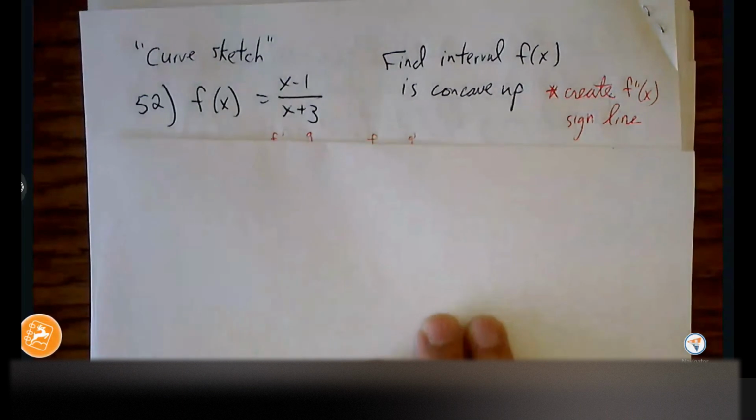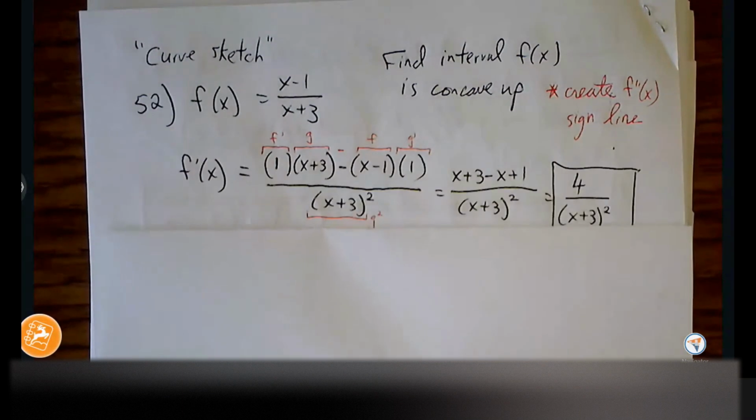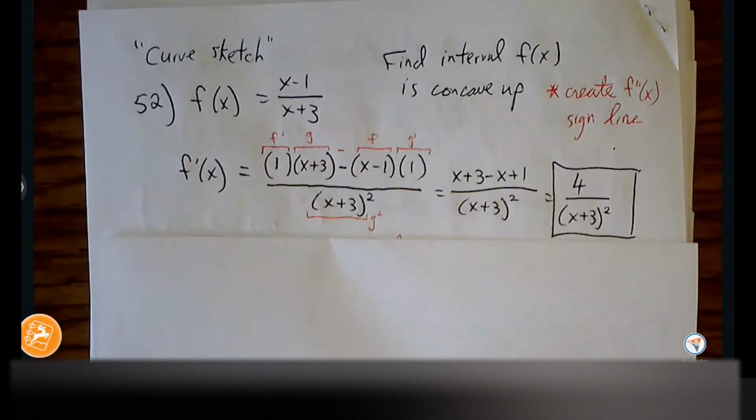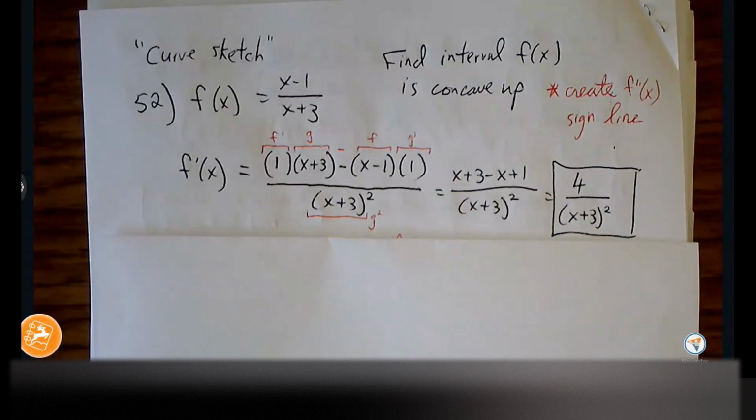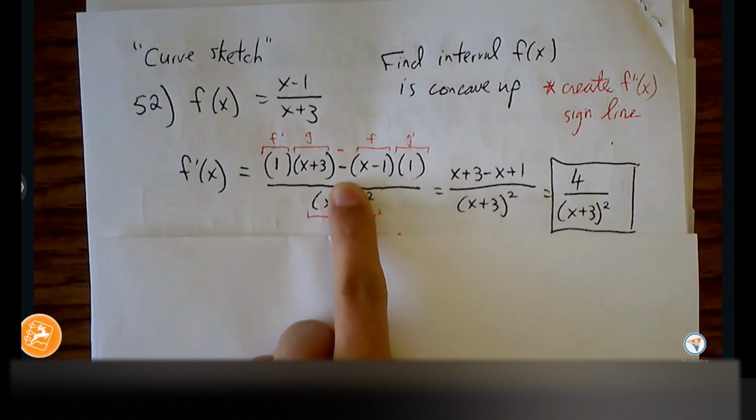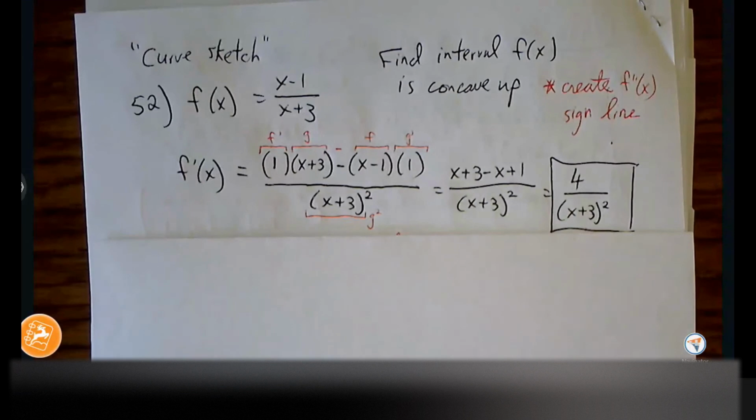Okay, let's see what you guys got. F prime g minus f g prime all over g squared. Careful, right? We've got to distribute that negative through. This negative has to distribute to both terms that come after it. And I got it all the way down to 4 over x plus 3 squared. Okay, so that's my first derivative.